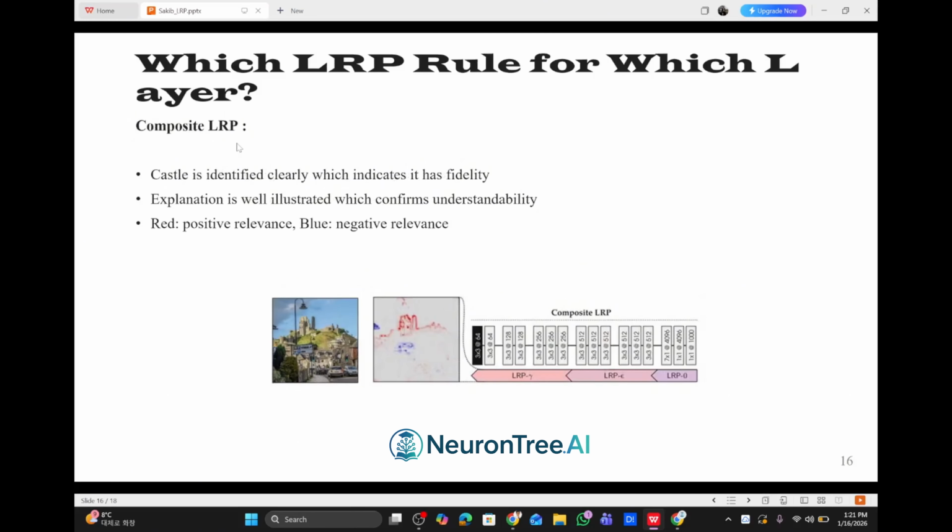Another rule is composite LRP. First, let me talk about what composite LRP is. Composite LRP is where the authors try to apply different rules in different types of layers, like early layers, middle layers, and lower layers, and they investigated whether, if they compositely apply these rules according to the characteristics of different layers, the model gets the best visualization. So here in this image we can easily see the castle, and this lamppost is not seen here. So overall, compared to other rules, this rule really performed great. So we can say it has good fidelity and also good understandability.